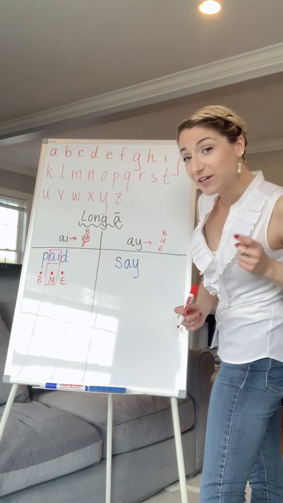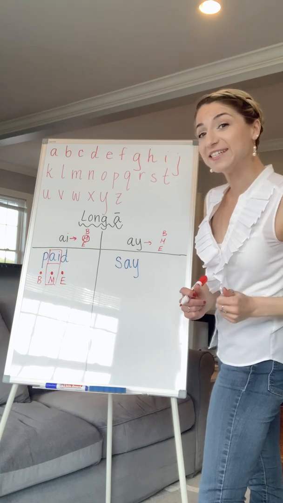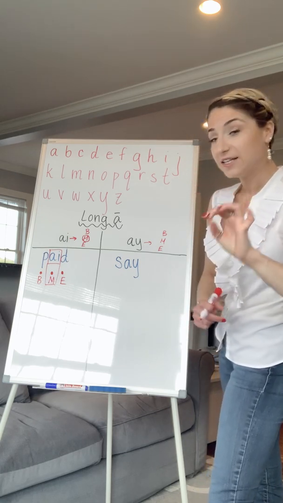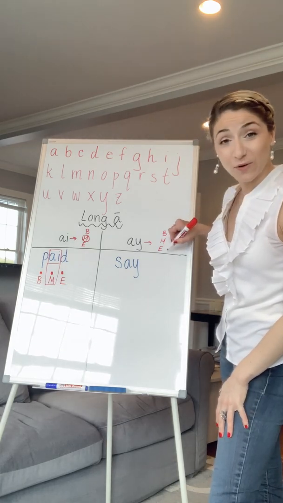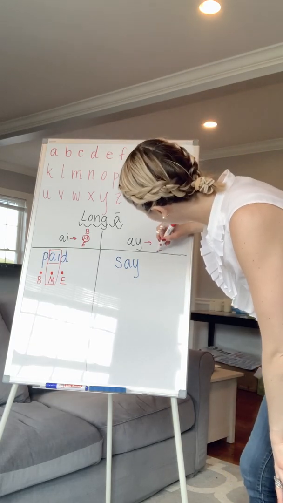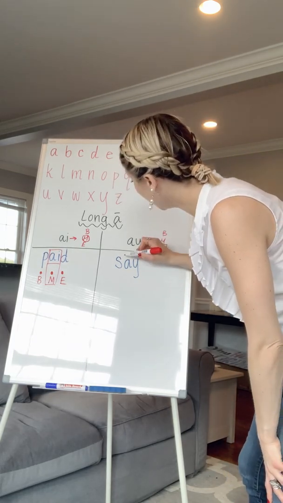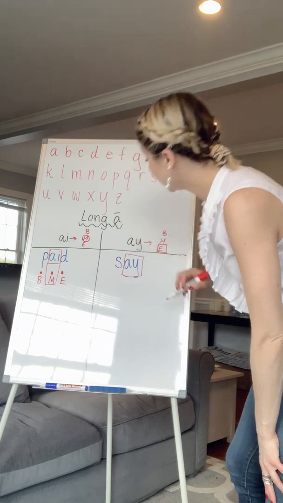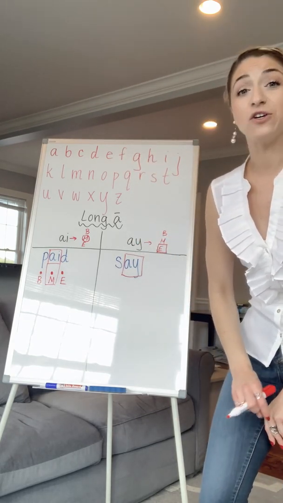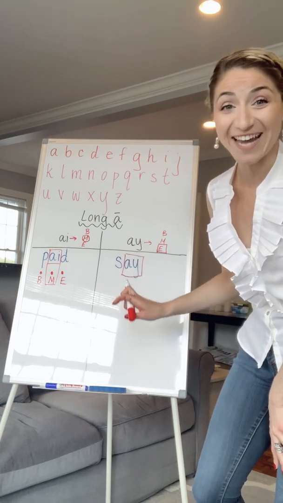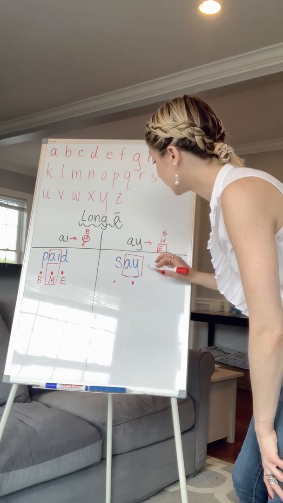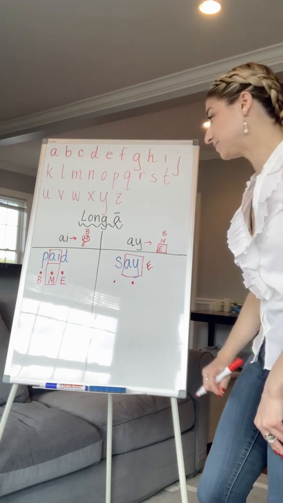Now, when do you hear that long A sound? S, A, say. Is it the beginning, middle, or end of the word? You're right, it's at the end of the word. So anytime a word ends in the long A sound, that's how you know that you're going to use AY instead of AI. S, A, that's at the end of the word.